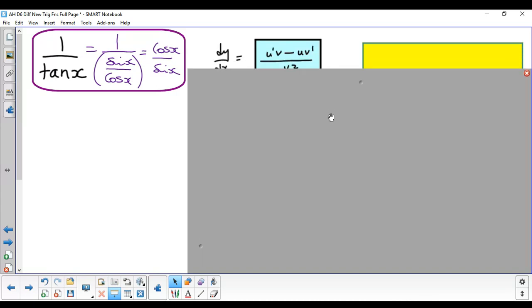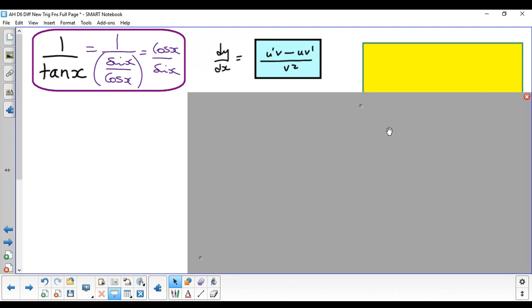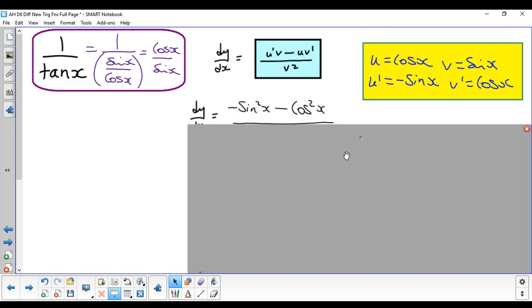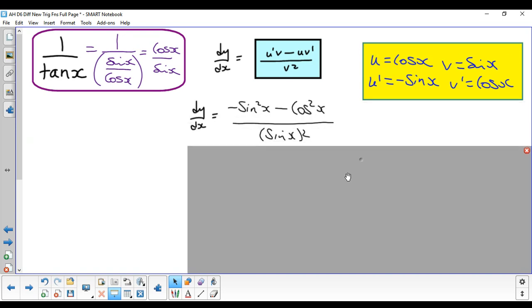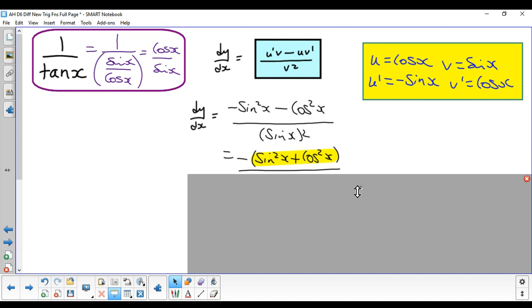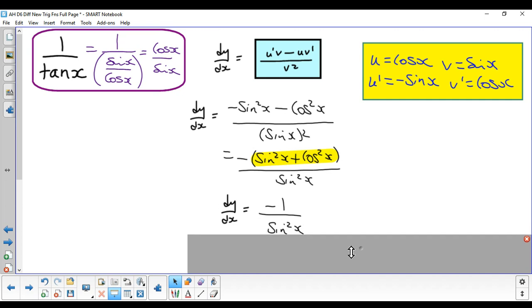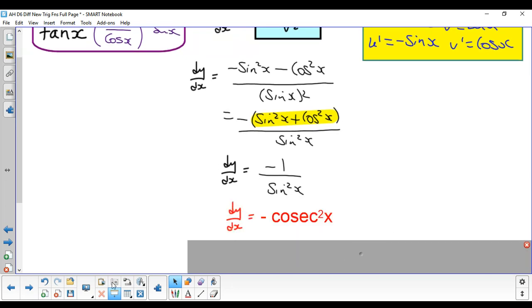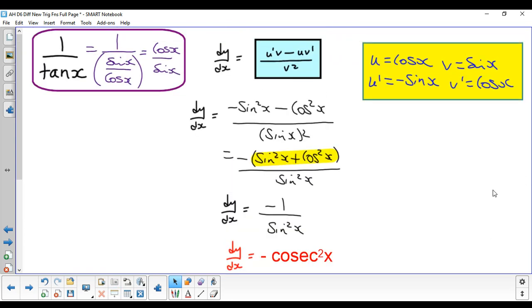So you have u as cos and v as sine. The derivative of cos is minus sine. So just watch your signs here. You'll have minus sine squared x minus cos squared x all over sine squared x. Sine x all squared is the same as sine squared x. Pull out the common factor of minus 1, and then you get sine squared plus cos squared again, which goes to 1. So this time it's minus 1 over sine squared x, and if it's sine at the bottom, it goes to cosec, so it's minus cosec squared x. So that is you found the derivative of 1 over tan.